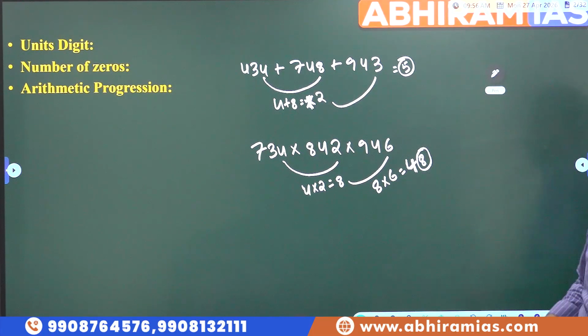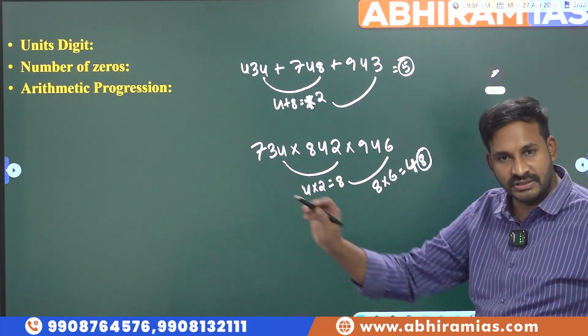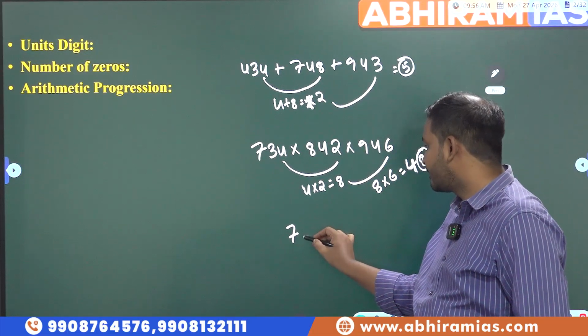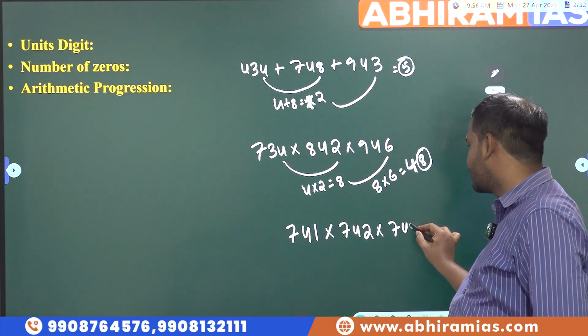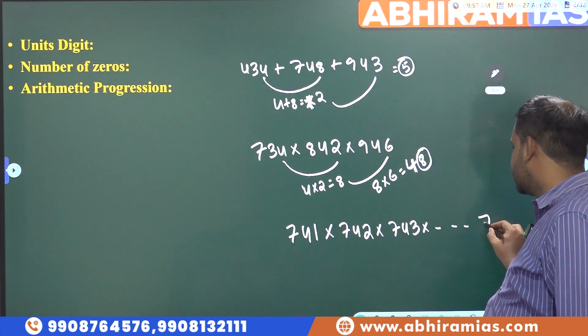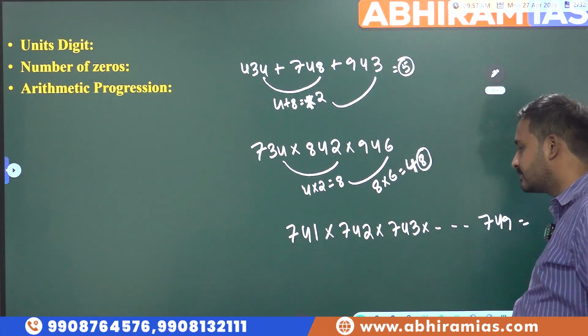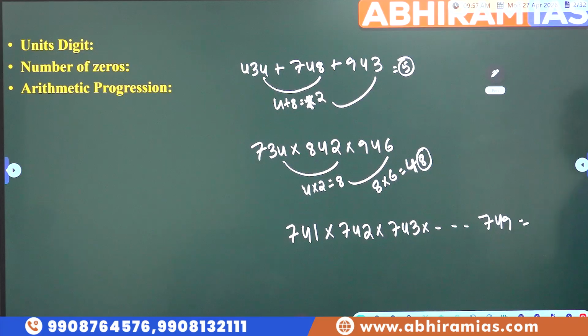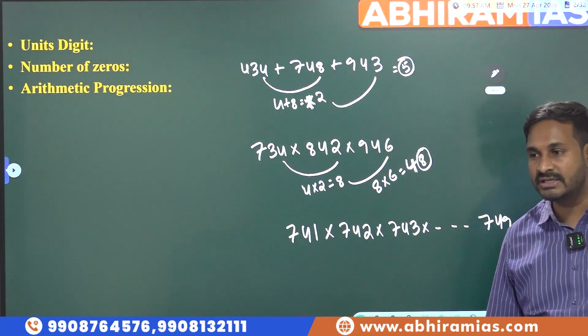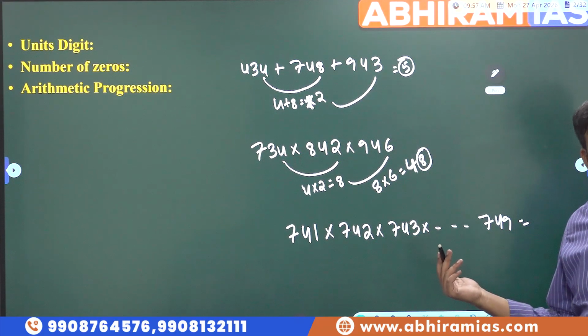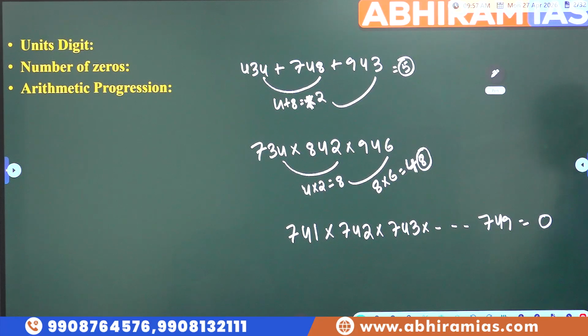Right? For example, there is a product like this, students. 741 into 742 into 749. What is the answer? We need not do the complete calculation. Why? Because I will have a 5 in between. 5 with any even digit, what will we get? 0. 0 with anything is what? 0. So write down here directly 0.